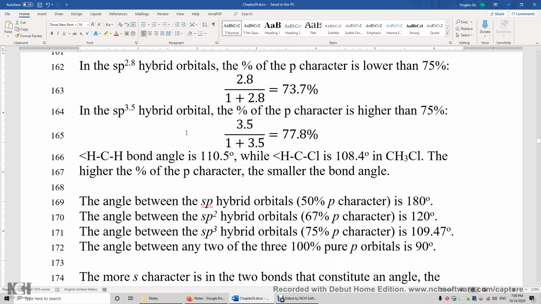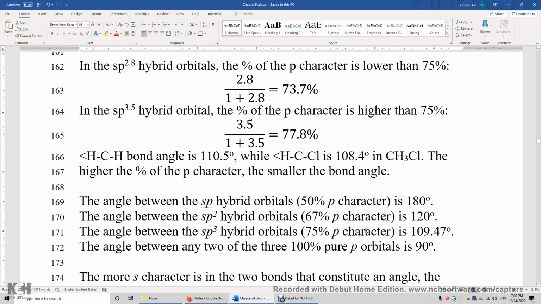Now let's relate the p character to the bond angles. We learned this. The angle between the sp hybrid orbitals is 180 degrees. In the sp hybrid orbitals, we have 50% p character. The angle between the sp2 hybrid orbitals is 120 degrees. In the sp2 hybrid orbitals, there is 67% p character. The angle between sp3 hybrid orbitals is 109.5 degrees. In sp3 hybrid orbitals, there is 75% p character.